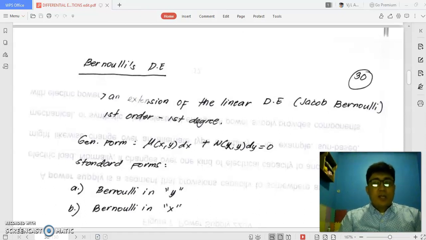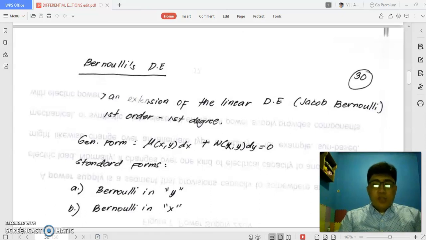Right now, we are still on the first order, first degree differential equation, and our method to be discussed today is Bernoulli's differential equation. So, Bernoulli's differential equation, as it says here, is an extension of a linear differential equation, which is created by Jacob Bernoulli. This is still a first order, first degree differential equation.